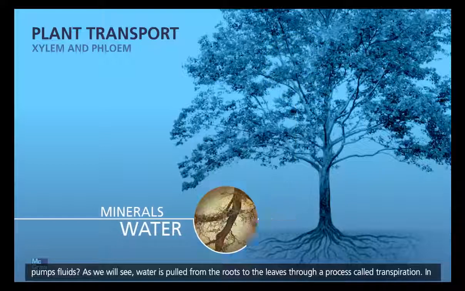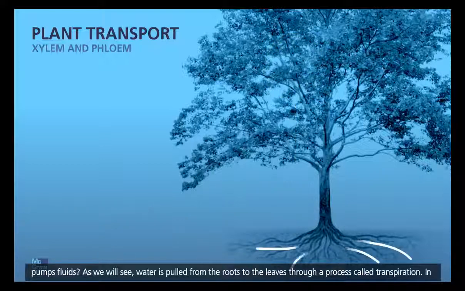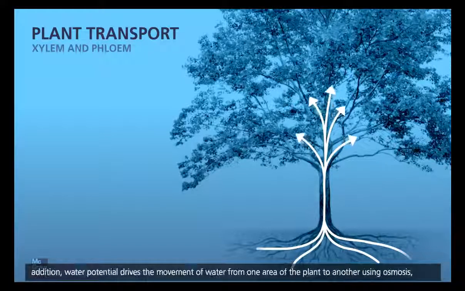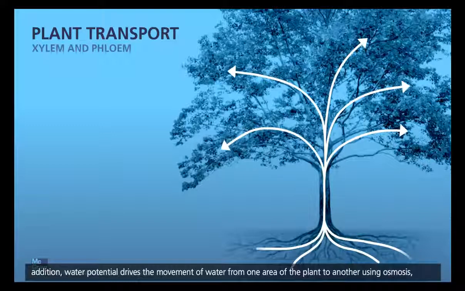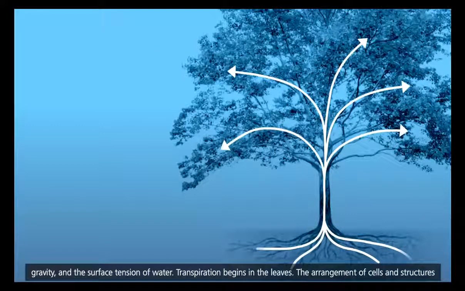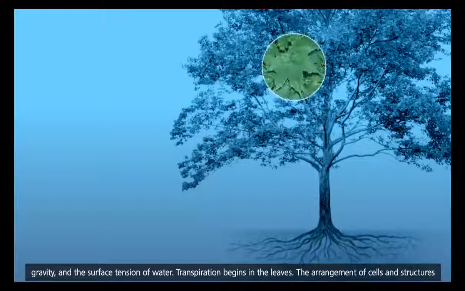As we will see, water is pulled from the roots to the leaves through a process called transpiration. In addition, water potential drives the movement of water from one area of the plant to another using osmosis, gravity, and the surface tension of water. Transpiration begins in the leaves.